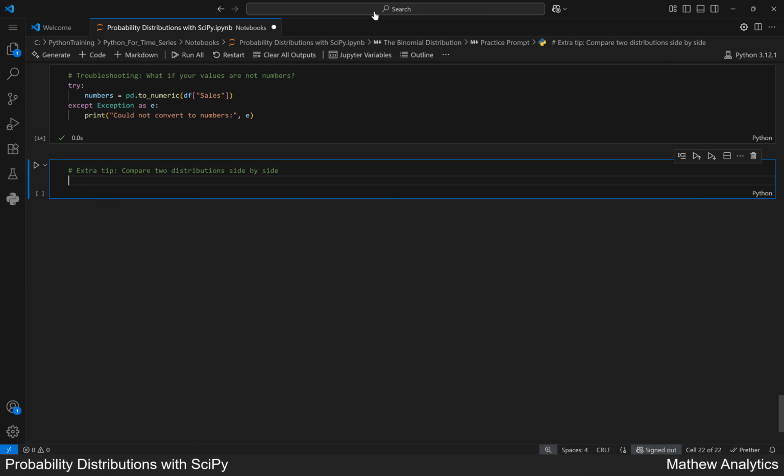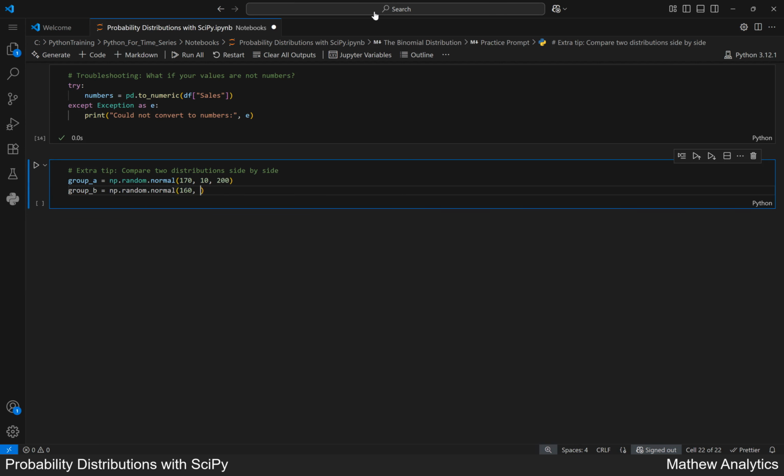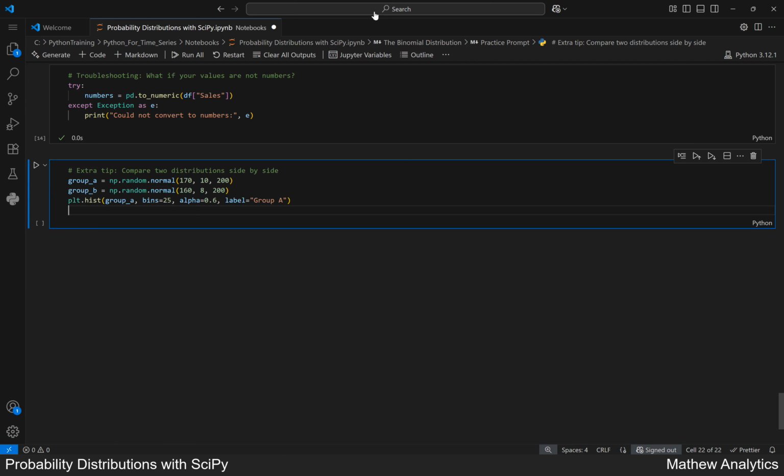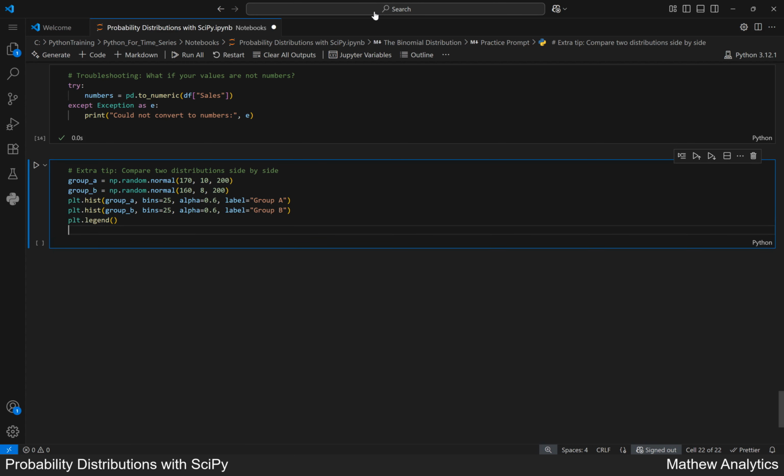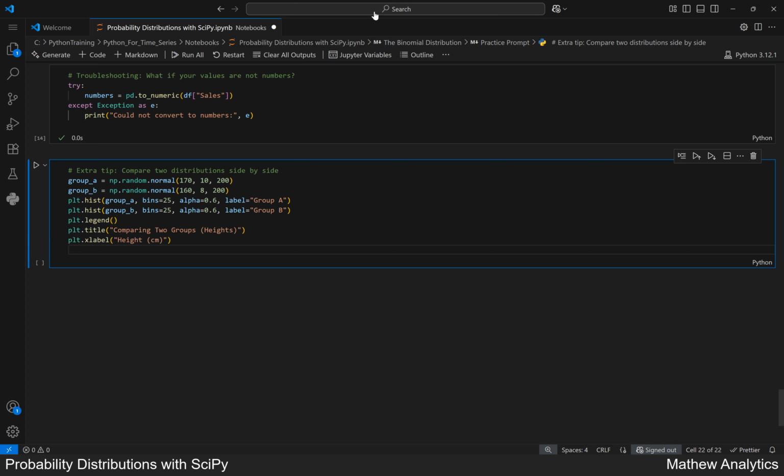age groups. Here you make 2 groups with different averages and spreads. This is the second group's simulated values. Plot both groups in one histogram and make each group see-through. Add the second group to the same chart. Show the legend so you know which is which. A title tells you what you are seeing. Label the bottom axis as height. Label the side as number of people. Now you can see the differences side by side. Running the cell now.